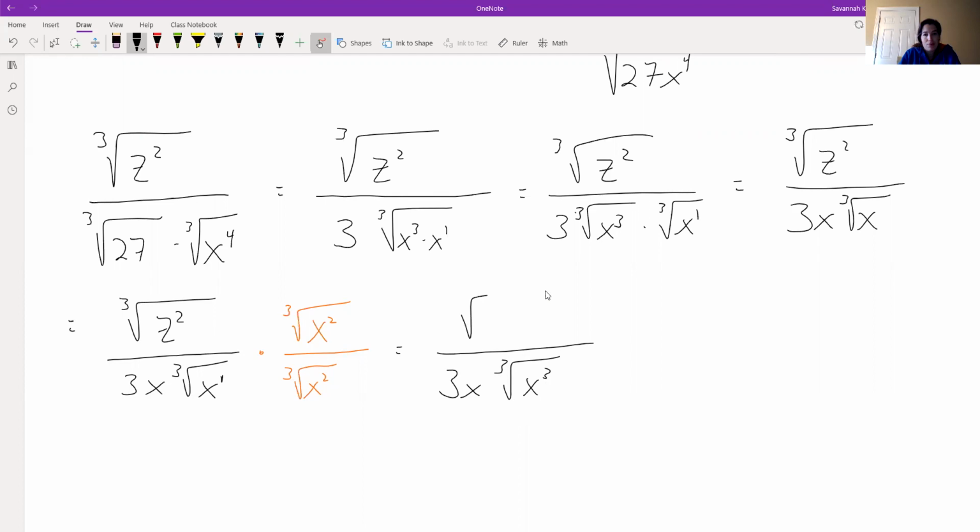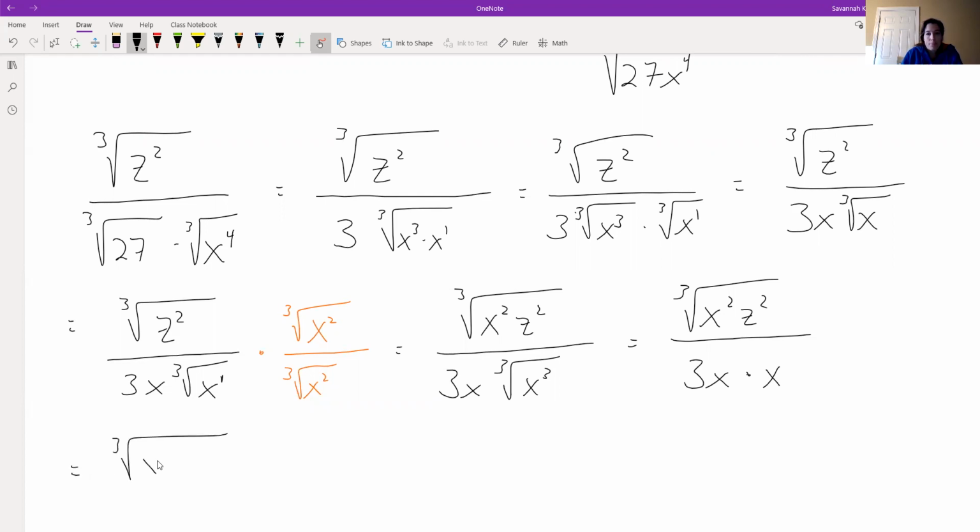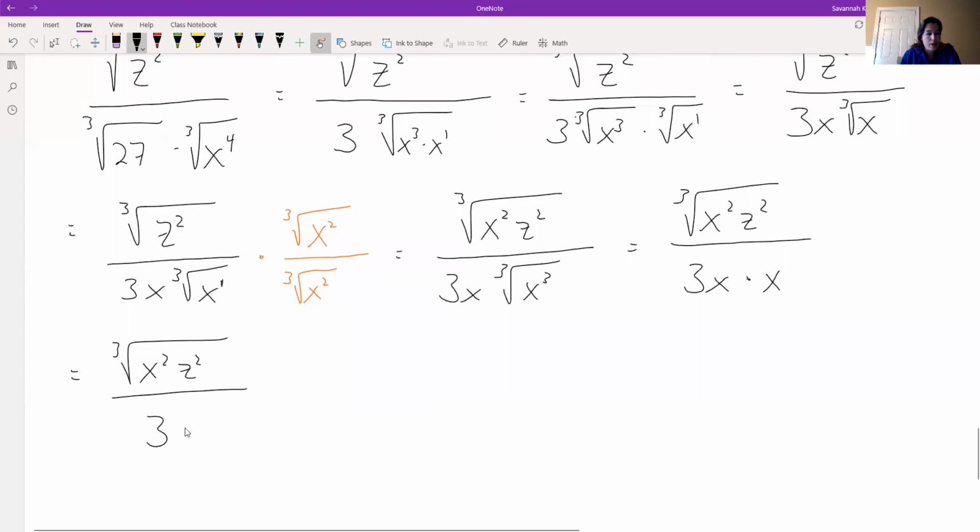Up top, cube root, it looks like, of x squared z squared, or z squared x squared, if you prefer to go with the first order that you see. And then you've got now an extra x over 3x squared. And that's it. I say that's it, like it wasn't a hard process at all.